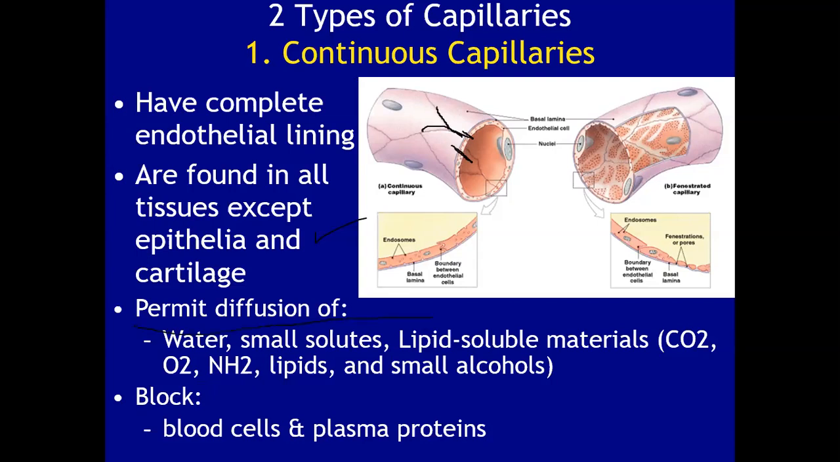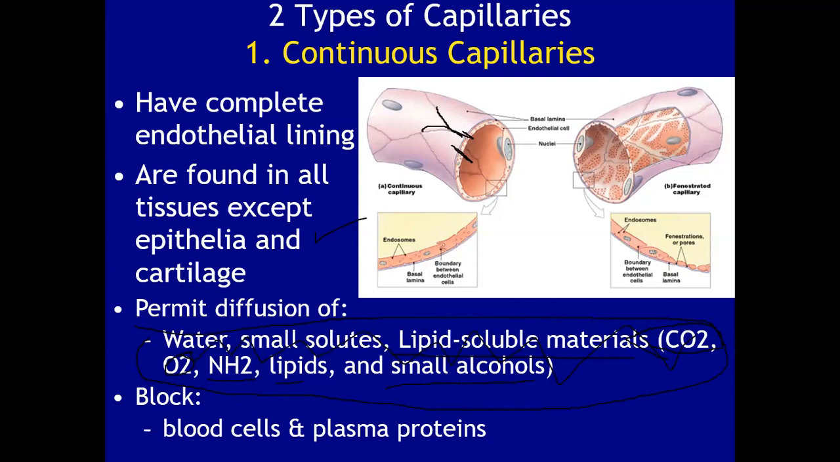Little things is what you'll notice all of these are. Small solutes, water. If you're lipid soluble, like we said, and remember from AMP1, all of those respiratory gases, CO2, O2, those are lipid soluble. The NH2, ammonia type things, nitrogenous amines and that kind of stuff, lipids and small alcohols, all are able to make their way through this.